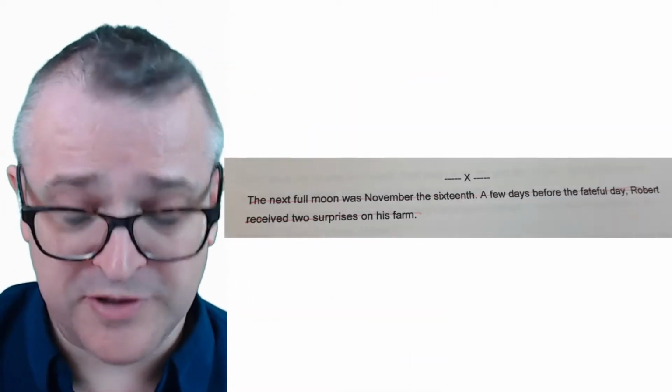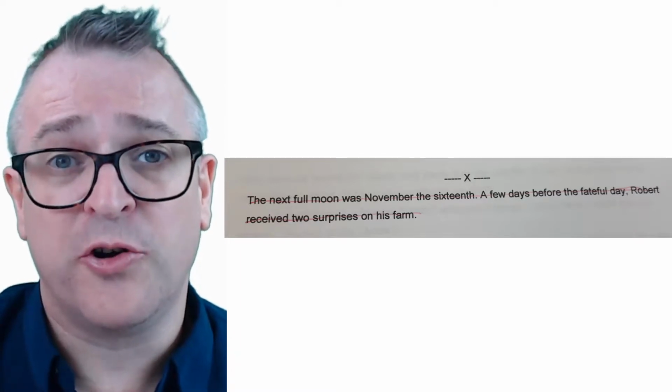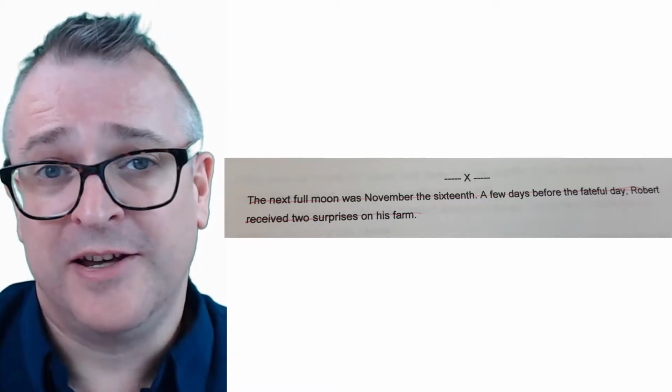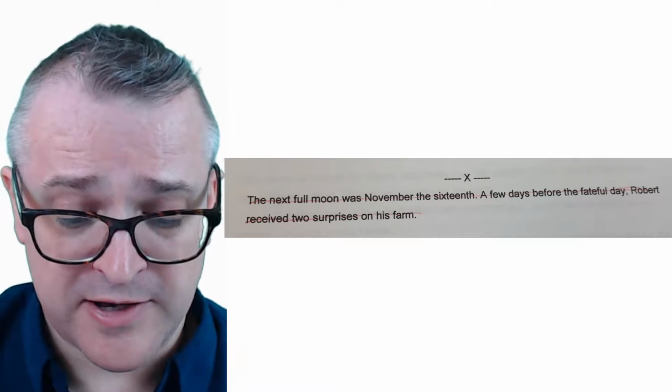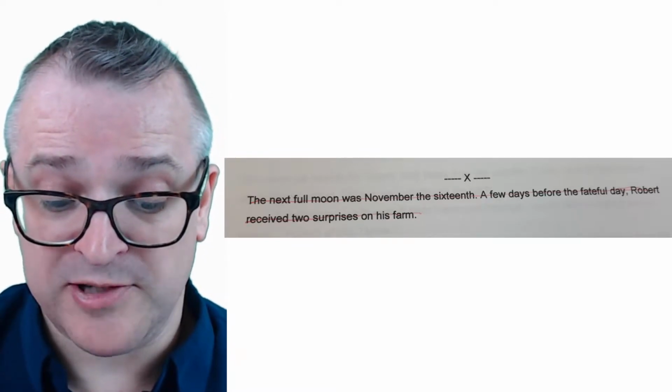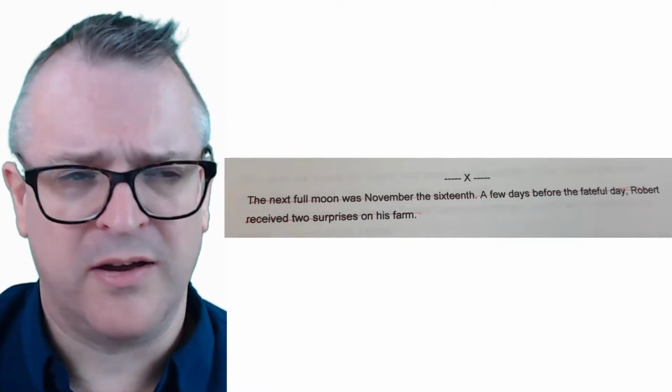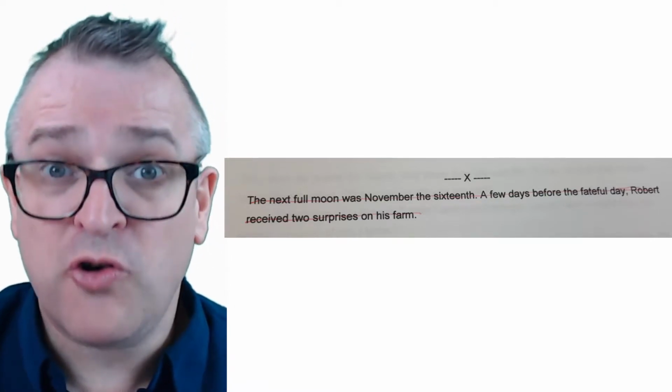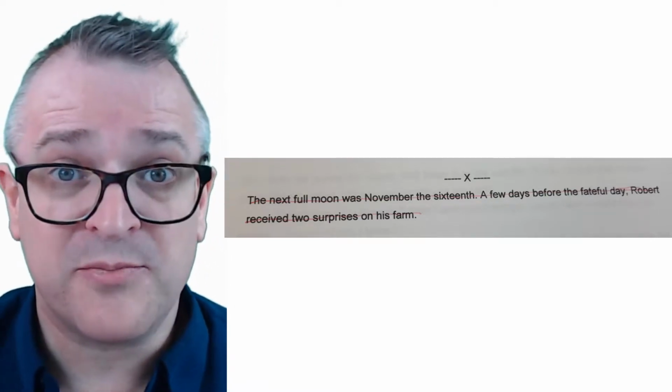I've got one moment that is a show-don't-tell problem. It's kind of idiotic, really. I've actually written, the next full moon was November the 16th. A few days before the fateful day, Robert received 2 surprises on his farm. Why am I saying that, rather than showing the 2 surprises and showing him being surprised?